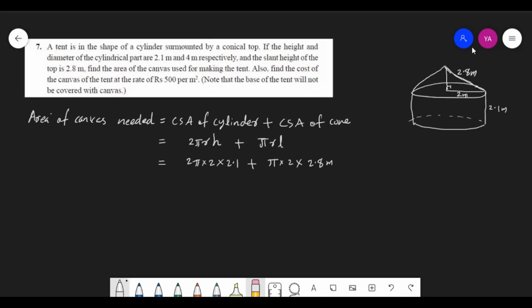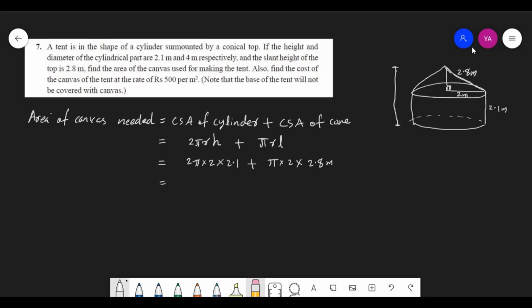In some questions, the slant height may not be given. Sometimes the total height of the tent may be given, and we have to find out the slant height in such questions. Suppose the total height is given. From that total height, if you subtract the height of this cylinder, you will get the height of the cone. From this right triangle, using Pythagoras theorem, you can find out the slant height. We will see some questions today.